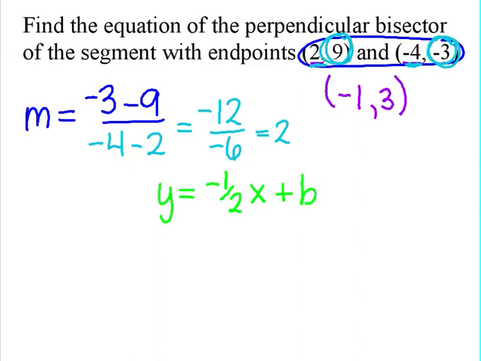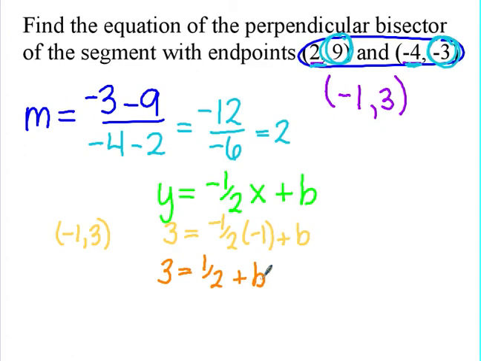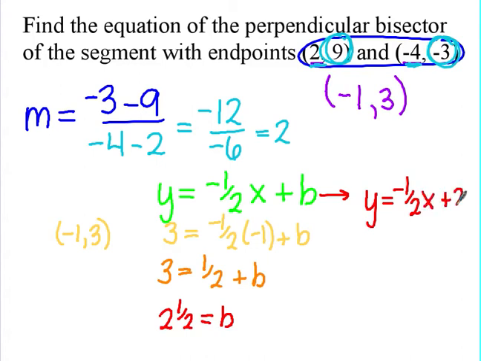Okay. So now I need to plug in the point, -1, 3. So I'm going to plug in 3 for y, and I'm going to plug in -1 for x. So what is -1/2 times -1? 1/2. So now I need to take 3 minus 1/2. And what do you get? 2.5. I'll let 2.5 go today. Okay. So I come up here to the green equation, and my equation will be y equals -1/2 x plus 2.5.